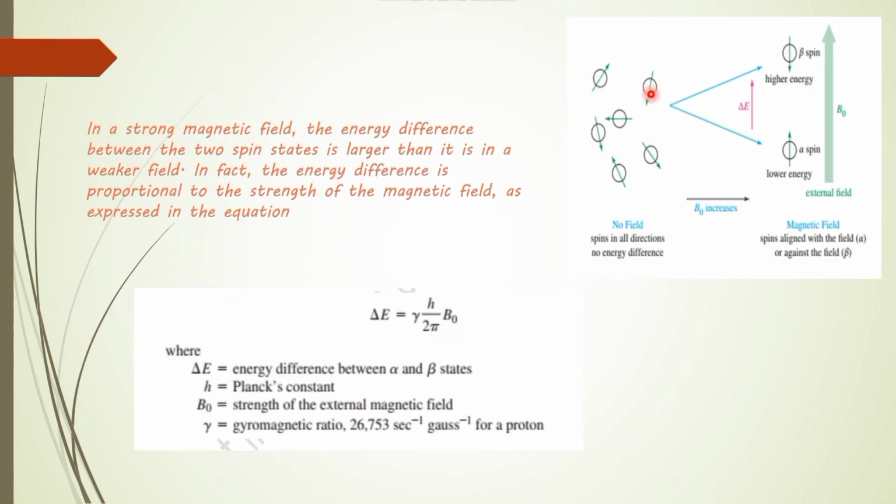Initially, the particles are in random motion, that is, their spin is not in a specific manner. But when the magnetic field is applied, then there are two possibilities. One is the alpha spin state and the other is the beta spin state. So this is with respect to the magnetic field and this is opposed to the magnetic field. So the energy difference between the alpha and beta state is given as delta E equal to gamma h by 2 pi B naught. So this is the gyromagnetic ratio and this is the magnetic moment.